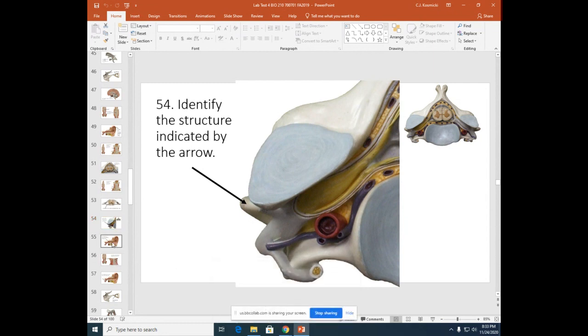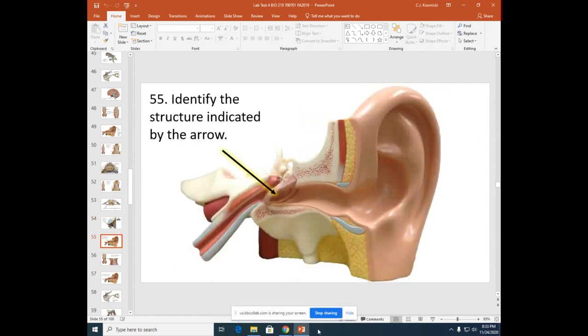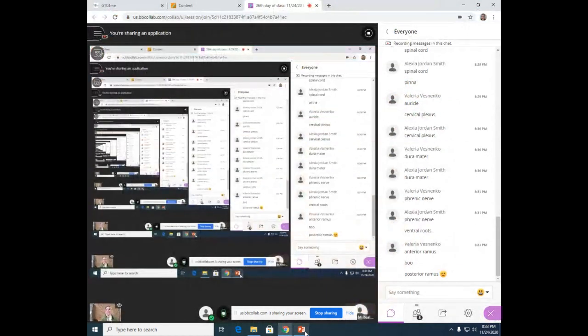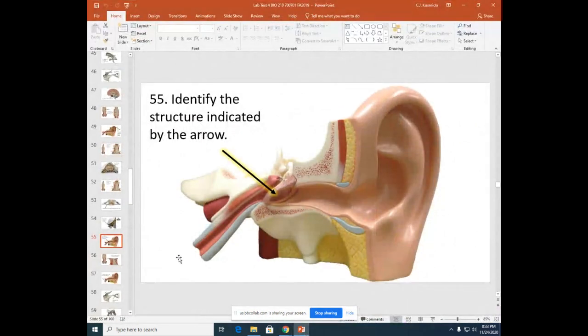Again, this is not one of my favorite models, but it is what it is. Oh, wait, this is what you guys got at home. Posterior ramus, good. You made a comeback. All right.